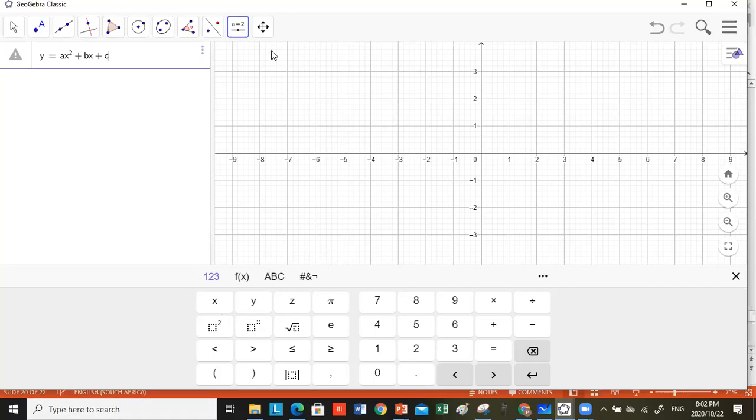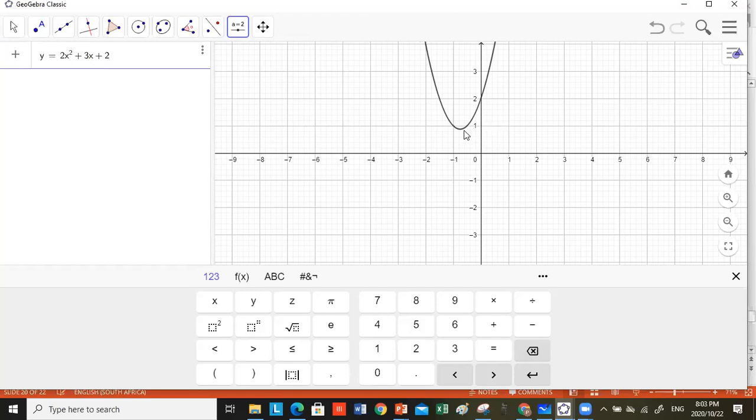So I need to add another slider here, which is a c. Let me add a slider here. Okay, no, let me have a real equation here. Let me remove the a and put a constant like 2, plus, this is our b, 3x, plus maybe 2, right? So this is our function.